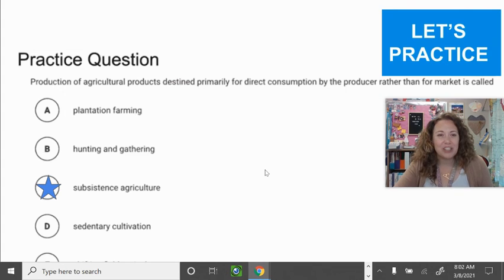Okay, practice question for you. Production of agricultural products destined primarily for direct consumption by the producer rather than for market is called subsistence agriculture. So again, this is the family who grows their own little farm or their own little garden to eat for themselves. They're not selling it for profit or anything like that.